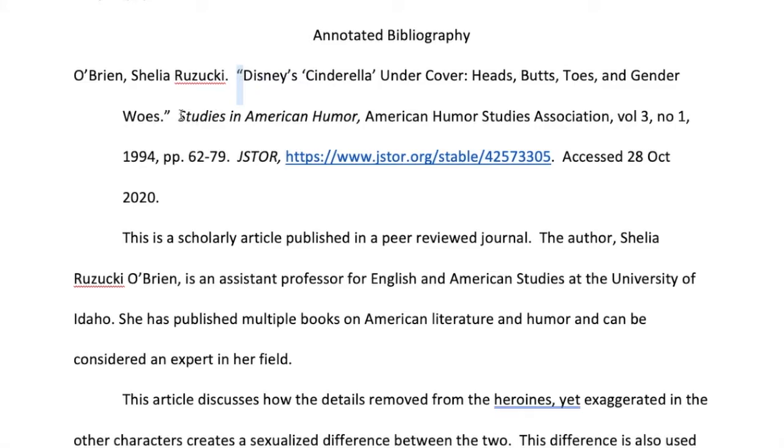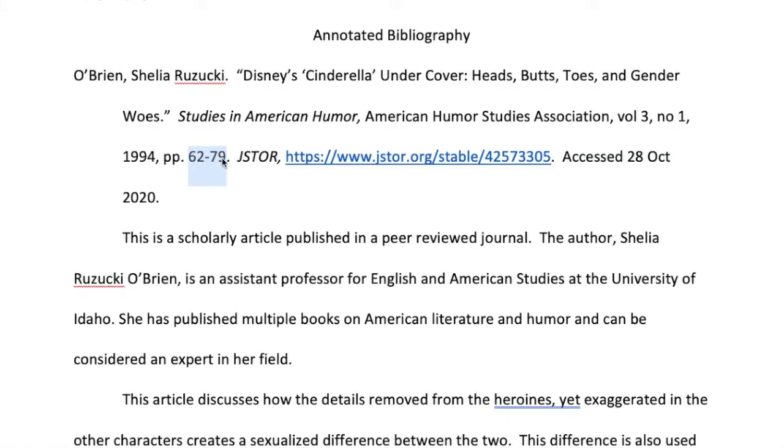Next up, the title of the journal, and that is Studies in American Humor, and since that's the publication title, that goes in italics. Then I have the publisher, which is the American Humor Studies Association. And since this is a journal, there is a volume and an issue number. So that's what comes next, volume 3, number 1, comma, the date of publication. And then because it's a journal and I'm just looking at one article from that journal, I have PP for pages and the page numbers which the article appears on.